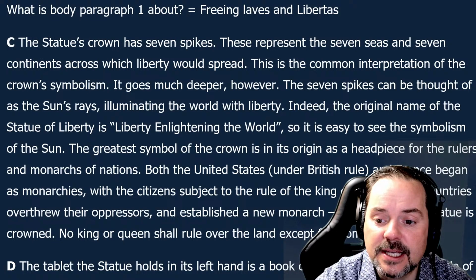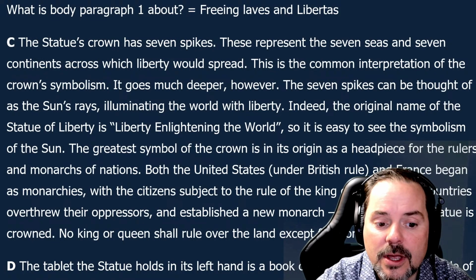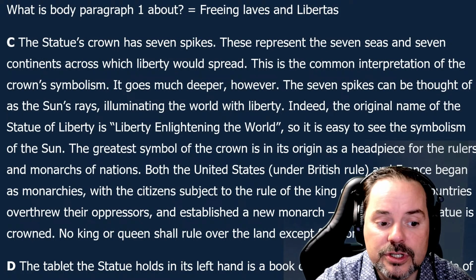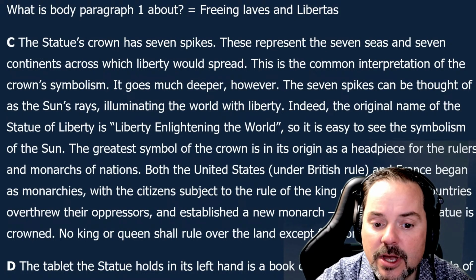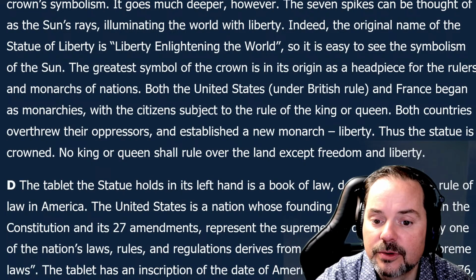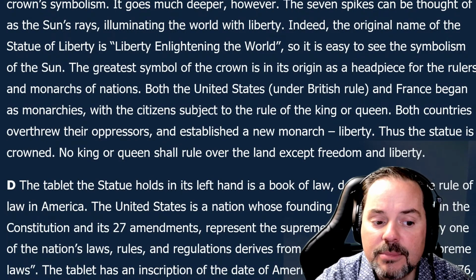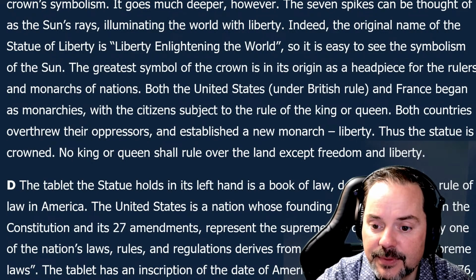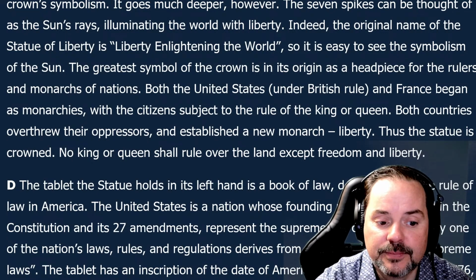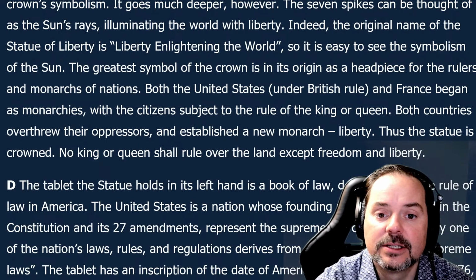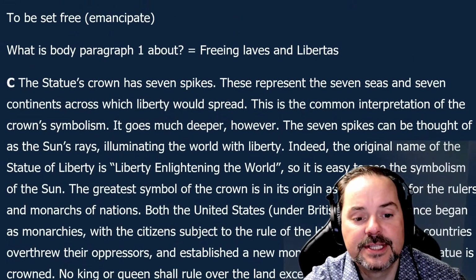So it is easy to see the symbolism of the sun. The greatest symbol of the crown is in its origin as a headpiece for the rulers of monarchs and nations. Both the United States, under British rule, and France began as monarchies, with the citizens subject to the rule of the king or queen. Both countries overthrew their oppressors and established a new monarch, liberty. Thus, the statue is crowned. No king or queen shall rule over the land except freedom and liberty. Okay, go ahead and read C.